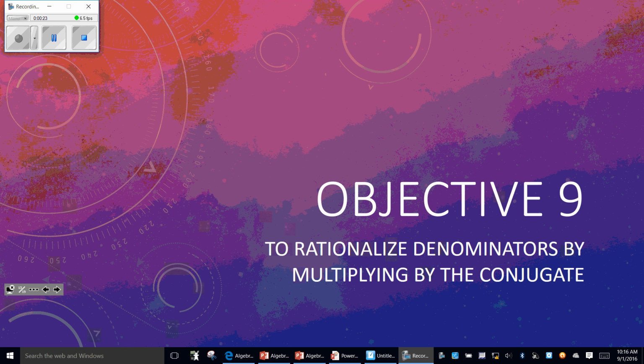You multiply by that radical in the top and the bottom of the fraction, in the numerator and the denominator of the fraction. But how do you rationalize with binomials? And that's what's a little bit different, okay? So that's what we're going to look at first thing today.